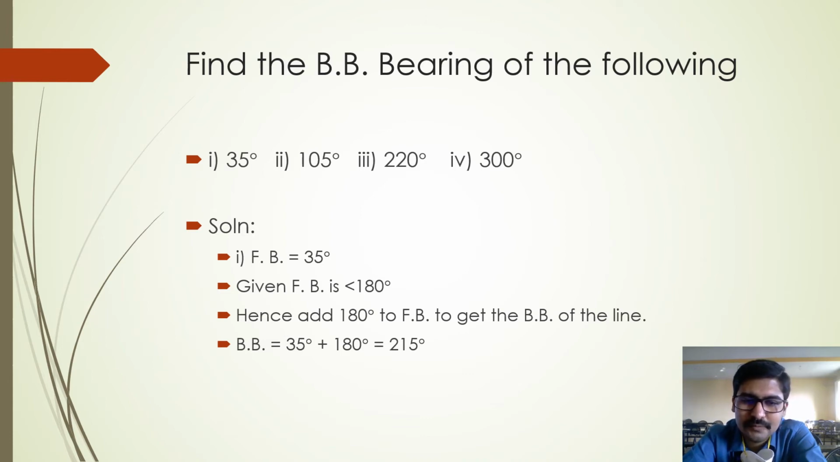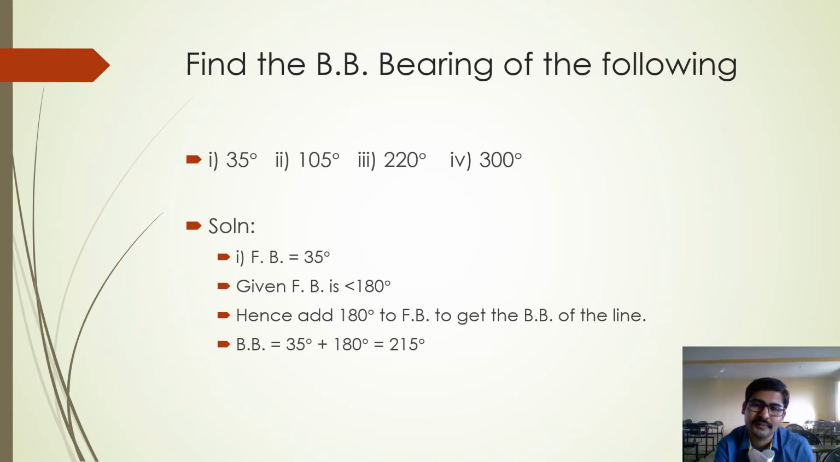The first example, the forebearing of the line is given as 35 degree, right? And if forebearing is given as 35 degree, then I have to get the back bearing of the line. So you remember the formula. If back bearing is to be calculated, first you need to check whether forebearing is less than 180 degree or more than 180 degree. So in the present first problem, forebearing is given as 35 degree. So that 35 degree is definitely less than 180 degree. So hence I am going to add 180 degree to get the back bearing of the line.